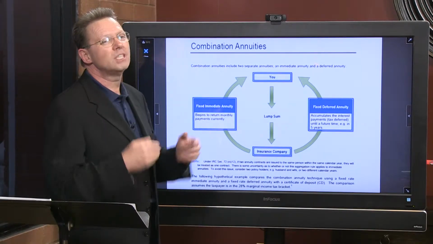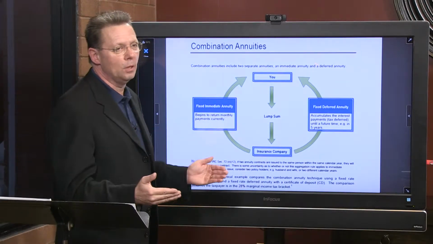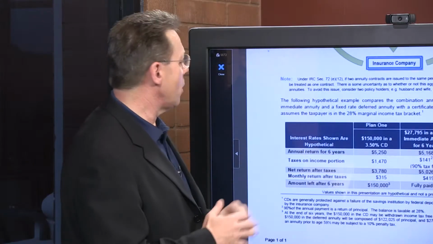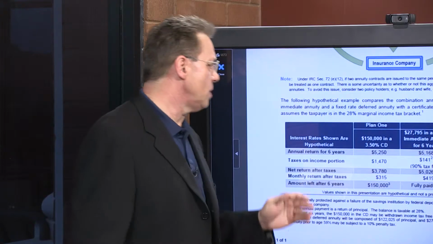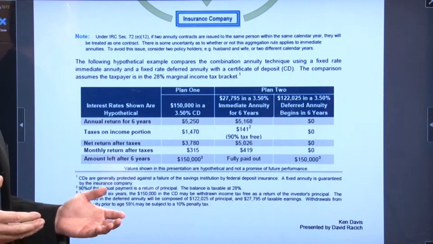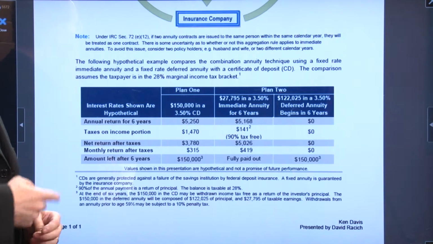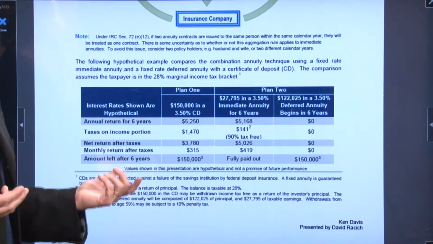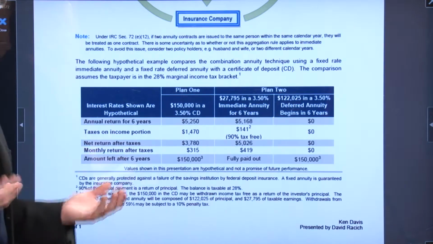And what I want to do now is give you a hypothetical example of how to use an immediate annuity as well as a deferred annuity. In my example, again, I'm using a basic plan and I'm comparing it against a traditional CD. This hasn't been updated to reflect our interest rates, so the interest rates you're going to see here are actually quite outstanding and high and really not reflective of the market.